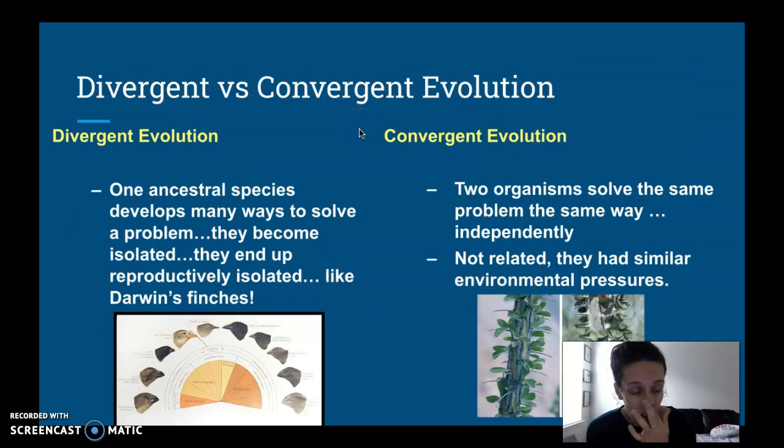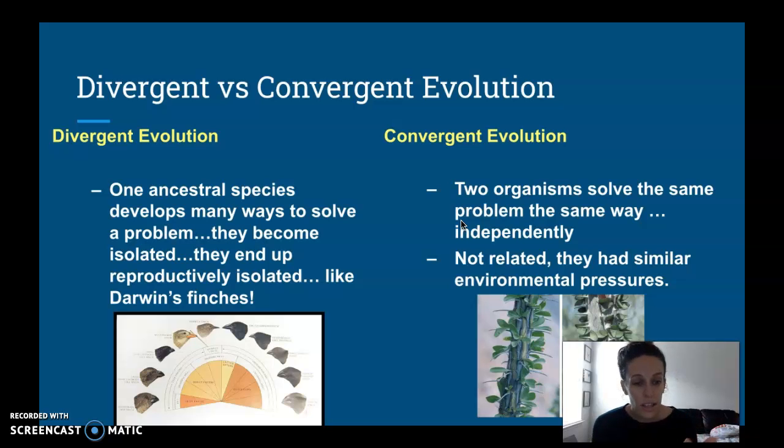Now, how we get homologous and analogous structures depends on the type of evolution. Divergent evolution leads to homologous structures. So we start with a common ancestor and then we have variations in our adaptations, so they're diverging, they're moving away from each other. Convergent evolution is what's going to give us our analogous structures.